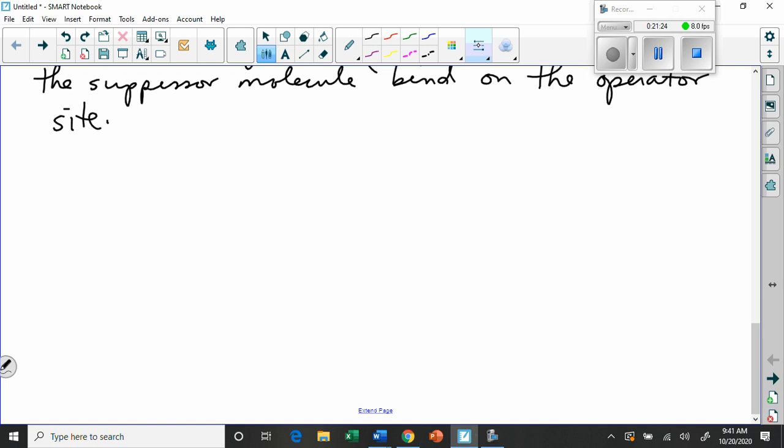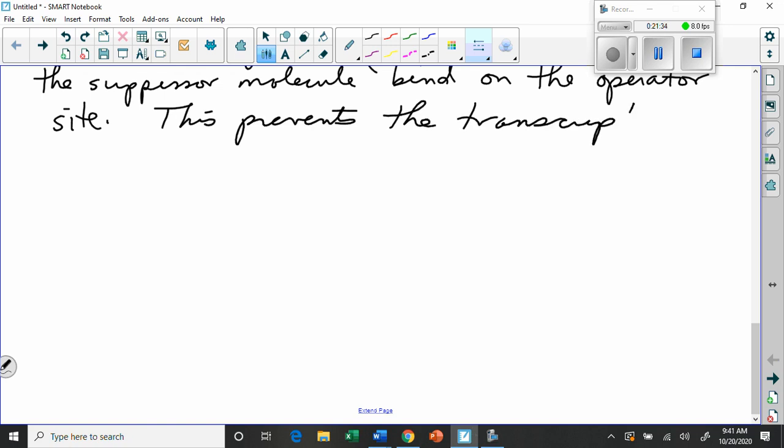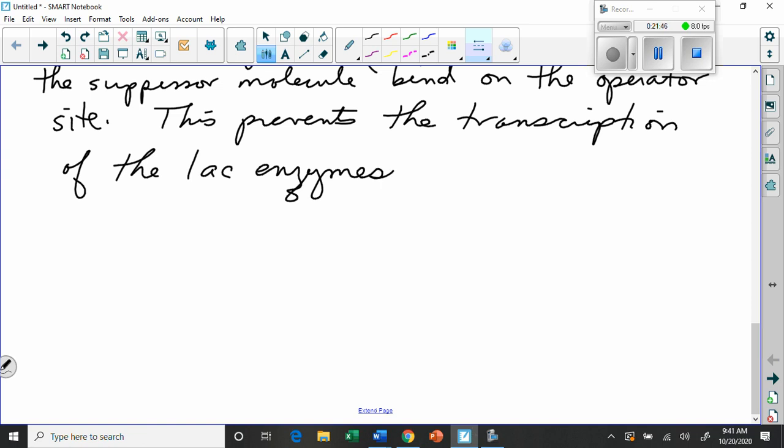Suppress the operator site. Okay, so we look at this, it prevents the transcription of the lac enzyme codes, I guess we should say, because they're not enzymes, they're codes for the enzymes that are on the end.